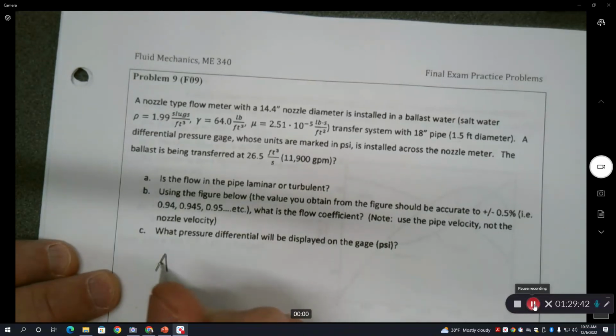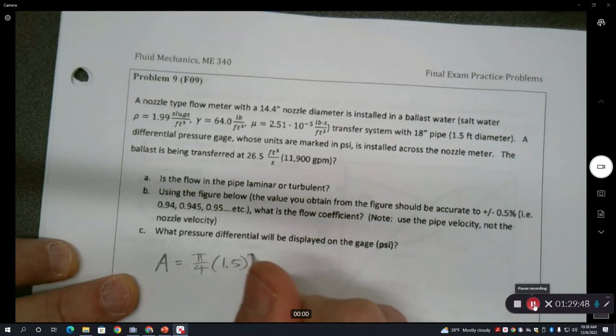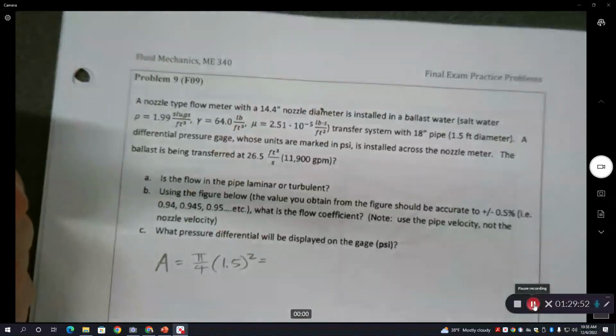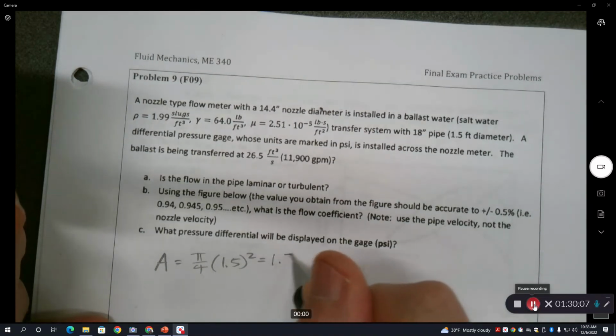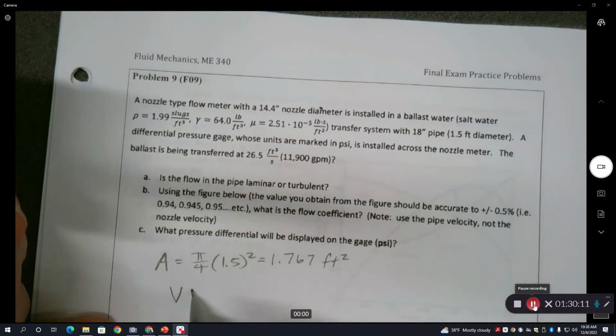So let's take the area of the pipe. I did find the area of the pipe. Pi over 4, 1.5 squared. I only used 2 sig figs, 3 sig figs back then. That was before my sig fig obsession. 0.767 square feet.